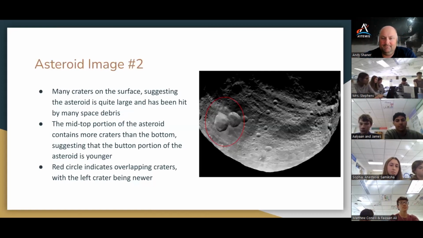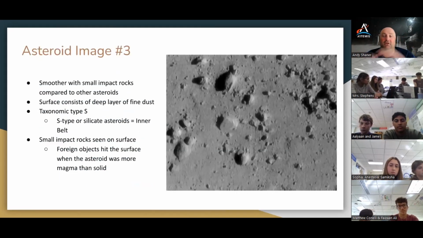Okay, and next slide, next picture, or last picture. So this is a close-up from an asteroid named Eros, which has a very similar shape to that first asteroid that you looked at, Itokawa. Very similar in shape to that. Kind of looks like a dog bone, really.